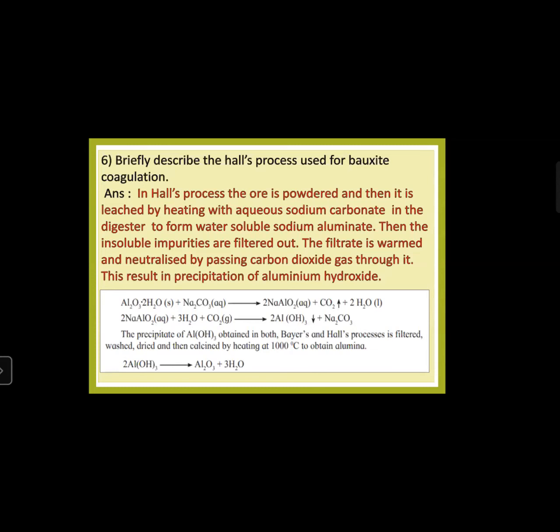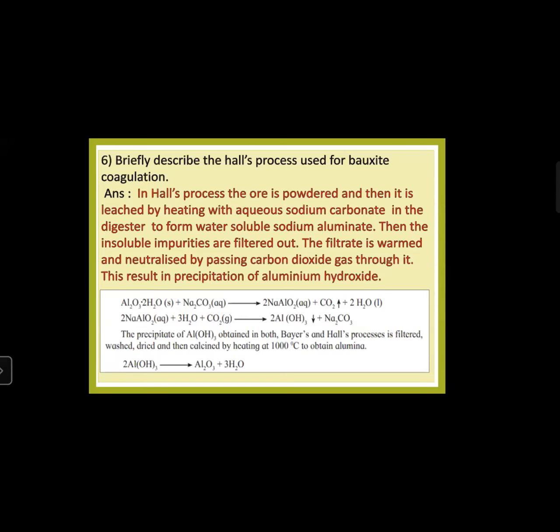Now this sodium aluminate gets filtered and neutralized by passing carbon dioxide gas through it. By passing the carbon dioxide gas, we get aluminum hydroxide, 2Al(OH)3, as a precipitate, the downward arrow indicating precipitation, plus sodium carbonate. This aluminum hydroxide is obtained in both Bayer's and Hall's process.